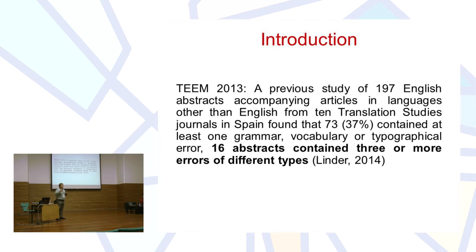So the study is of those abstracts in English, which were composed by authors whose native language was supposedly not English. I discovered in that study that 73 of those abstracts contained some sort of error, either a grammatical, vocabulary, or typographical error. There were 16 of those abstracts which contained at least three errors of more than one type.